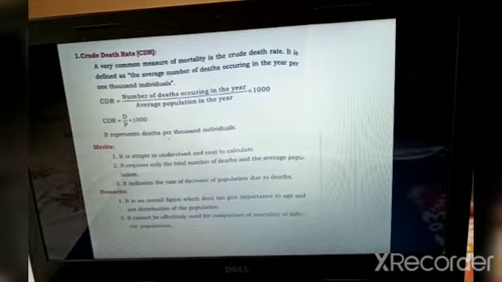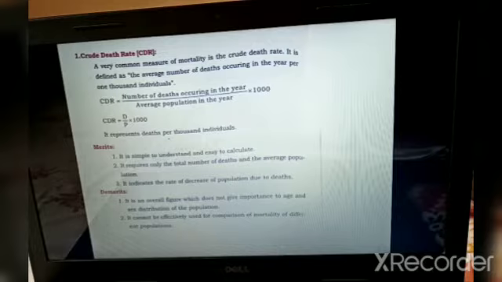Some of the merits of crude death rate are: it is simple to understand and easy to calculate. It requires only the total number of deaths and the average population. It indicates the rate of decrease of population due to deaths.